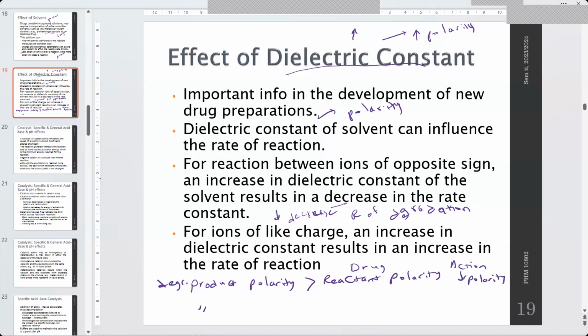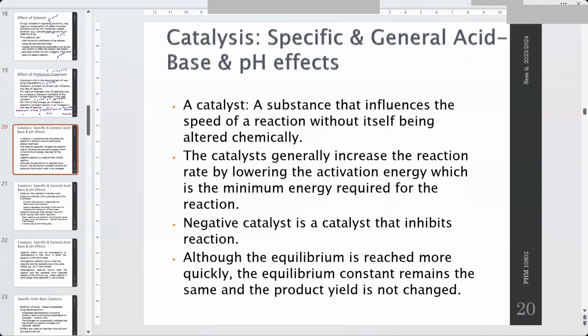How about if degradation product's polarity is less than the drug? So drug will decompose, will give less polar compounds, then increase the polarity. So in this case, action 2, you suppress the degradation. Okay. Also, some factors may catalyze the degradation of our drugs. These factors may be some specific catalysts, may be general, like acid-base catalysis, okay, like the effect of pH.